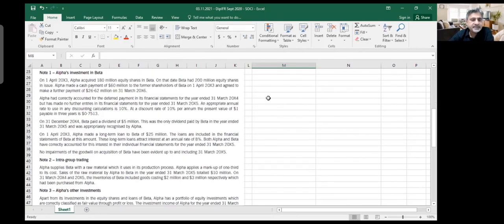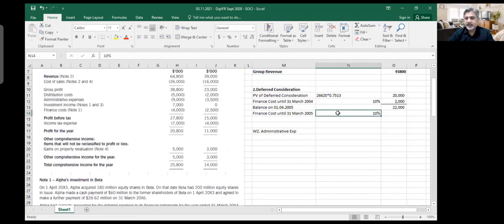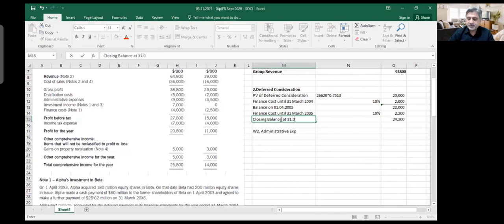If you see here, it said they made no further entries in its financial statements for the year ended 31st March 2005. So the second year finance cost was not included. That again is 10%, and I'm going to use it in my finance cost, 2.2 million. If you are making the balance sheet, then this should be your closing balance at 31st March 2005. We are not making a balance sheet, so we don't need this 2420, but otherwise we should have shown it in the SOFP, and this goes to P&L under the finance cost section. So this was one working which was done.